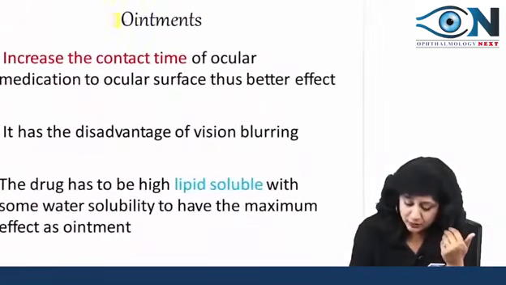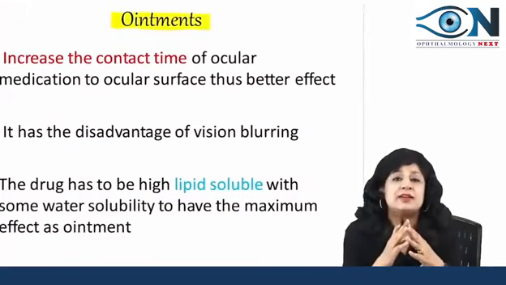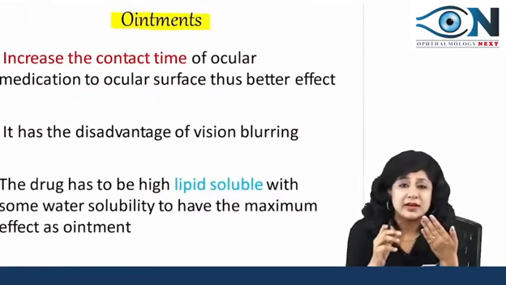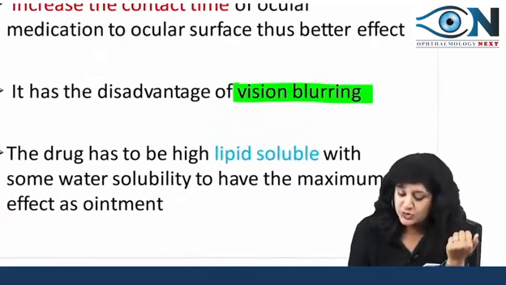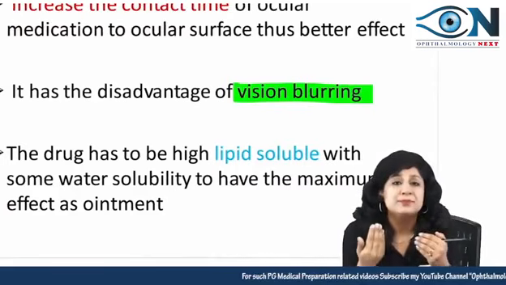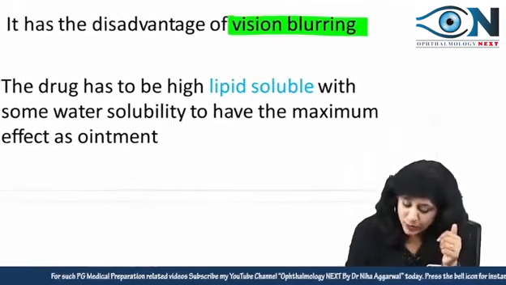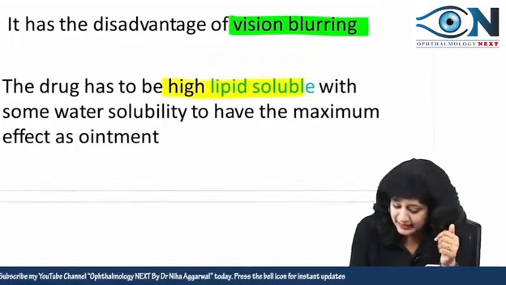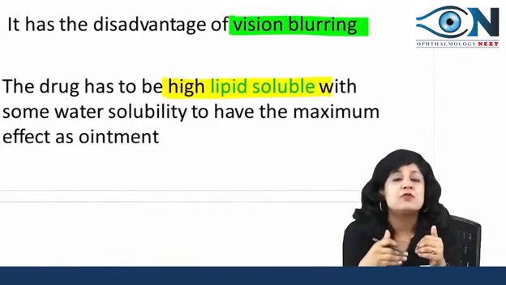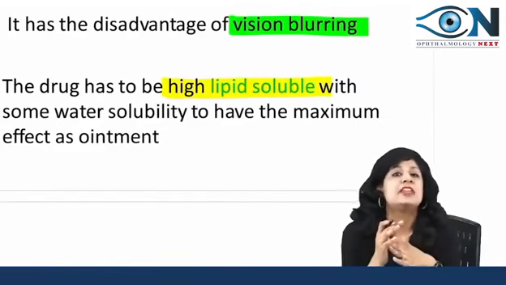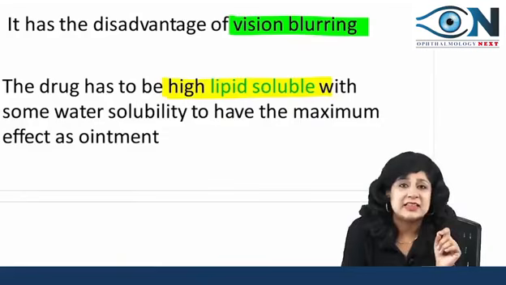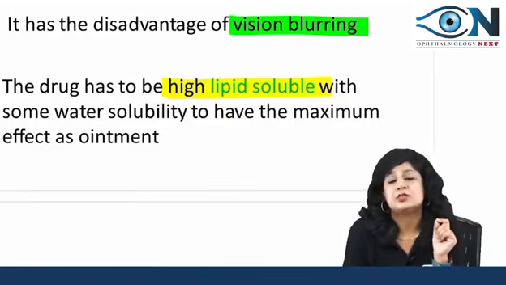Okay, now coming to the ointments. Ointments increase the contact time of the ocular medication with the surface, that means increased contact time with the cornea. But as I told you before also, vision blurring is a side effect, so it's very cumbersome if you have to use these ointments during the daytime. Another important thing is that these drugs have to be highly lipid soluble, with very little water solubility. So in comparison to the water solubility, the lipid solubility should be very high in the case of ointments. I hope you people are listening well, and these are the practical things which are expected to be asked in your NEET PG 2021.